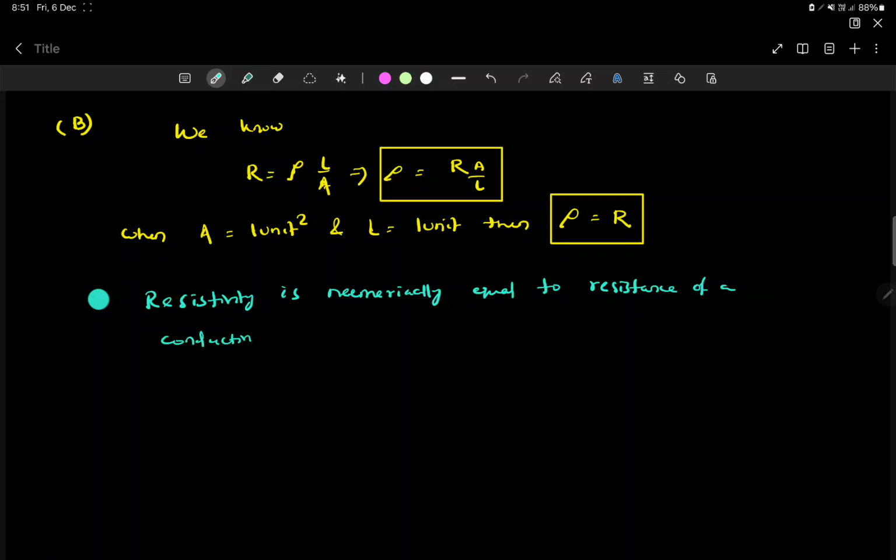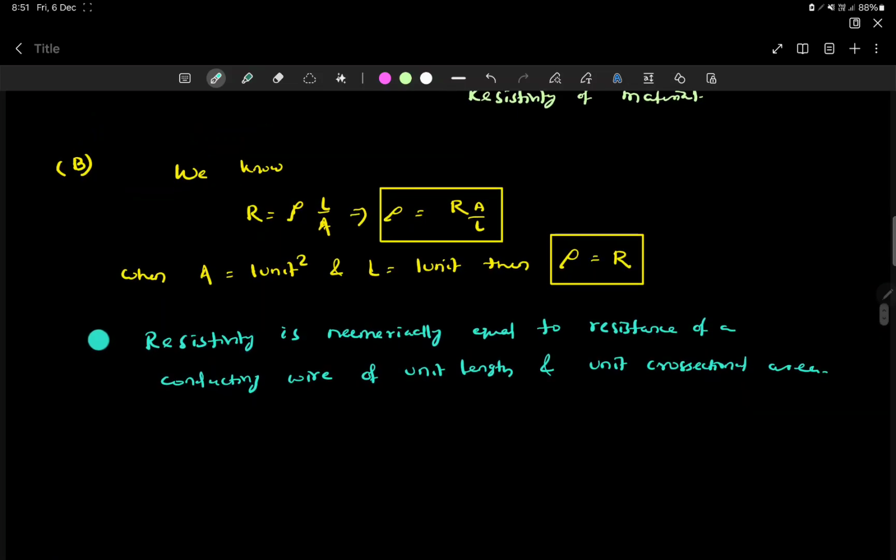But the condition is conducting wire of unit length and unit cross sectional area. Okay. So in this way you have to write the answer of question number 32.